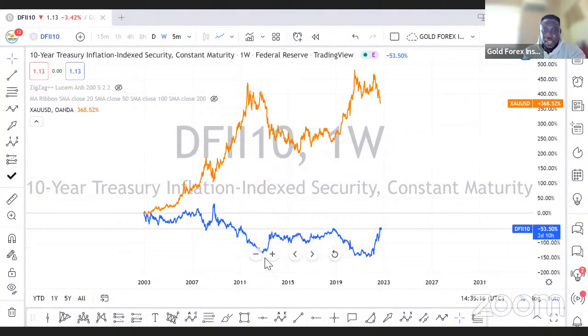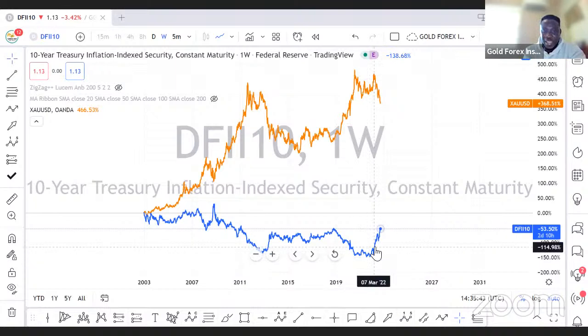Now, it had a bottom here. This one had a bottom. It started going down. This one started going up, finding the break of market structure like this one. Now, when the 10-year Treasury inflation came down, gold went up. This one broke the previous support. Gold too broke it.